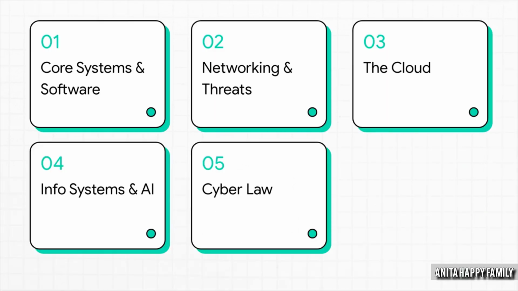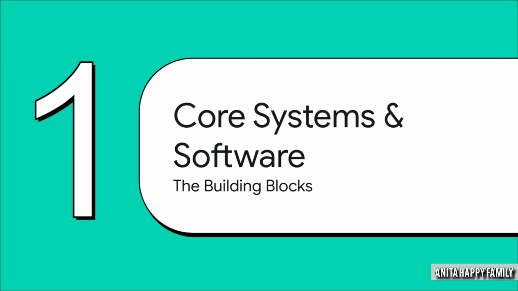Here's our roadmap for the journey. We're moving straight from the micro to the macro. We'll kick things off with core systems and software, expand outward to networking and cyber threats, push all of that up into the cloud, give it a brain with information systems and AI, and finally, lock the whole thing down with cyber law. Okay, let's dive into this with Section 1, Core Systems and Software.